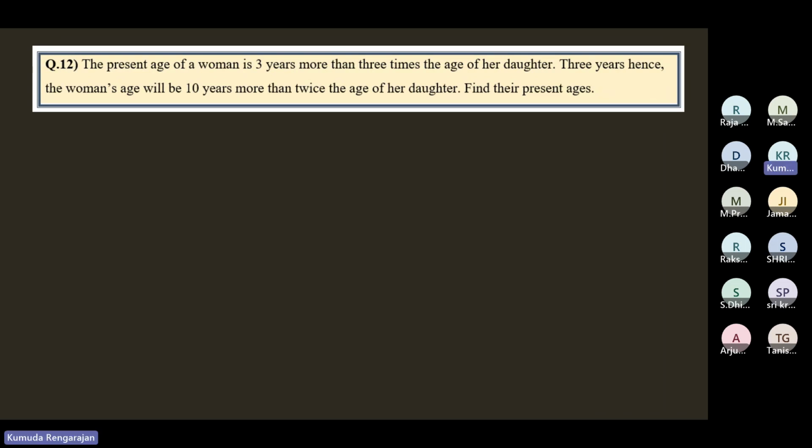The next one: the present age of a woman is 3 years more than 3 times the age of her daughter. 3 years hence, the woman's age will be 10 years more than twice the age of her daughter. Find their present ages. Reading like this, we cannot construct any equation.